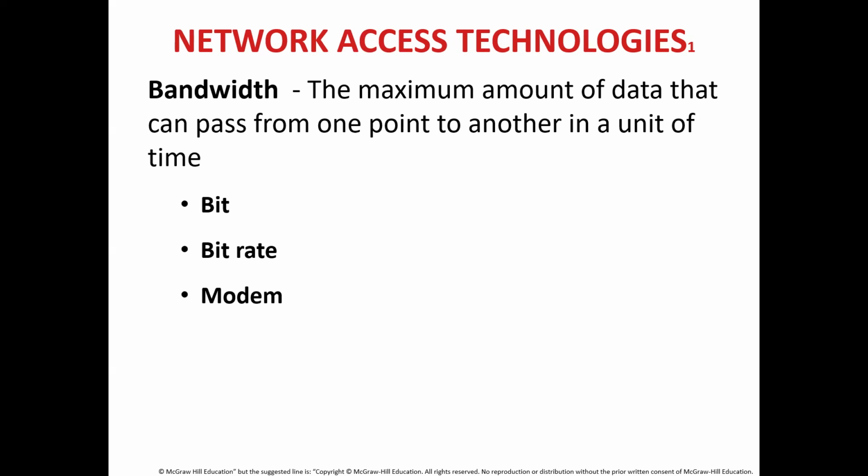We have bit, a common terminology associated with bandwidth. Bit is also the short form for binary digit, the smallest unit of data in a computer. A bit has a single binary value, either a 0 or 1. Bit rate is the number of bits transferred or received per unit of time. Modem is a device that enables a computer to transmit and receive data.